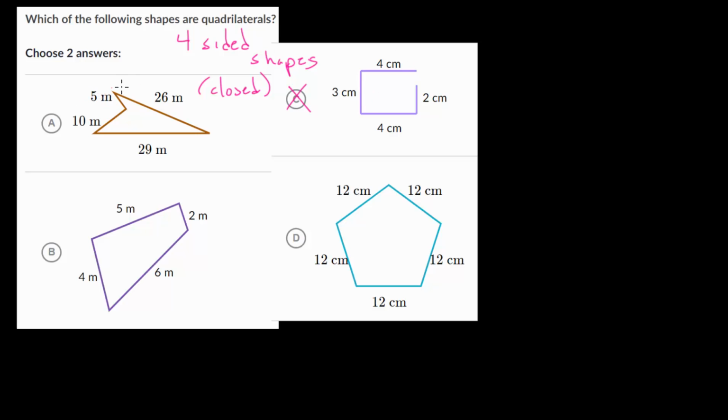Now, if we just count the sides for A, 1, 2, 3, 4, and they are all connected, this is a quadrilateral. Likewise, choice B, it has 1, 2, 3, 4 sides, and they're closed. So that's a quadrilateral. And choice D, if you count these 1, 2, 3, 4, 5, this is what we call a pentagon. In fact, it's a regular pentagon because all the side lengths are equal. But pentagons have 5 different side lengths. So choice D would not be correct, and just A and B would be the answers here.